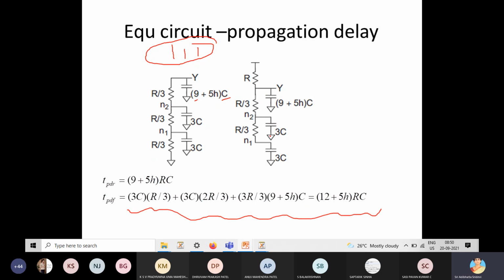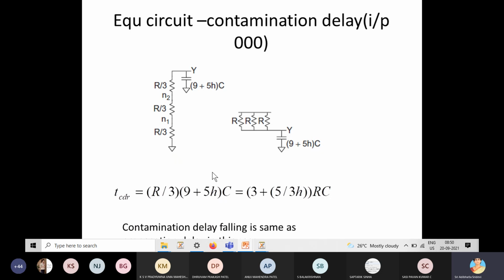Then what about the rising propagation delay? We are taking the input of 110. We already know this equivalent circuit. Earlier we had 9 RC. Now we have (9 plus 5H) into RC. So to each delay we are simply adding 5H into RC. I have already mentioned the contamination delay. The contamination delay is 3 RC, but now this is (3 plus 5H by 3) into RC, because this is (9 plus 5H) into RC.